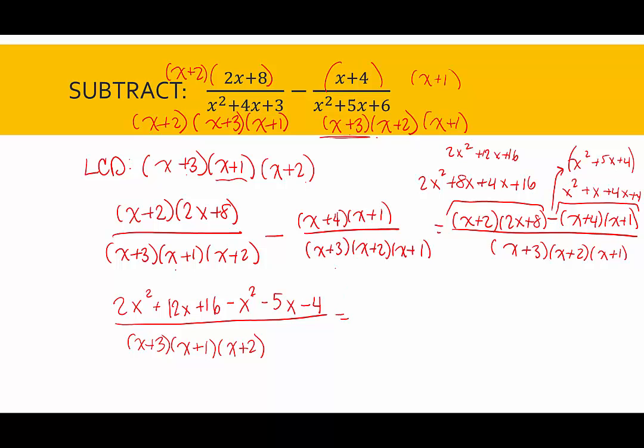Okay, now in the numerator, we're going to combine like terms. I have 2x squared and minus x squared will give me x squared.